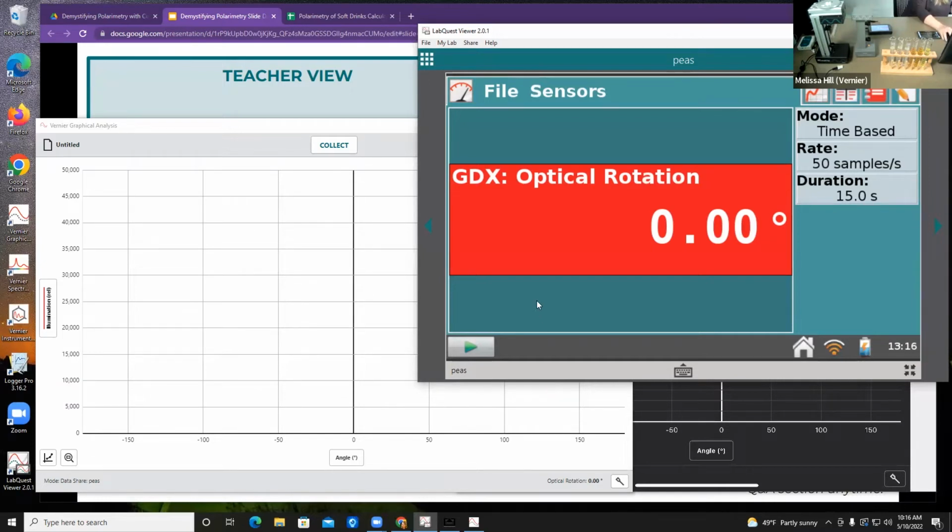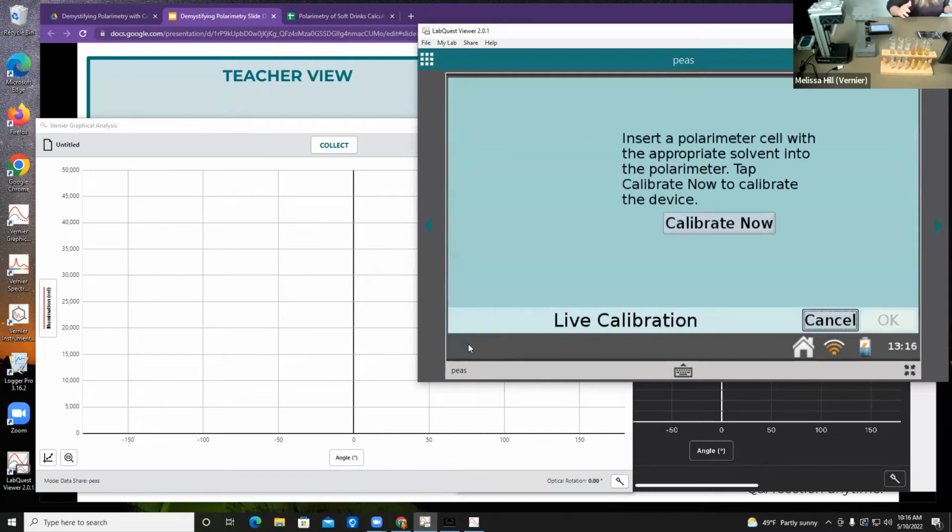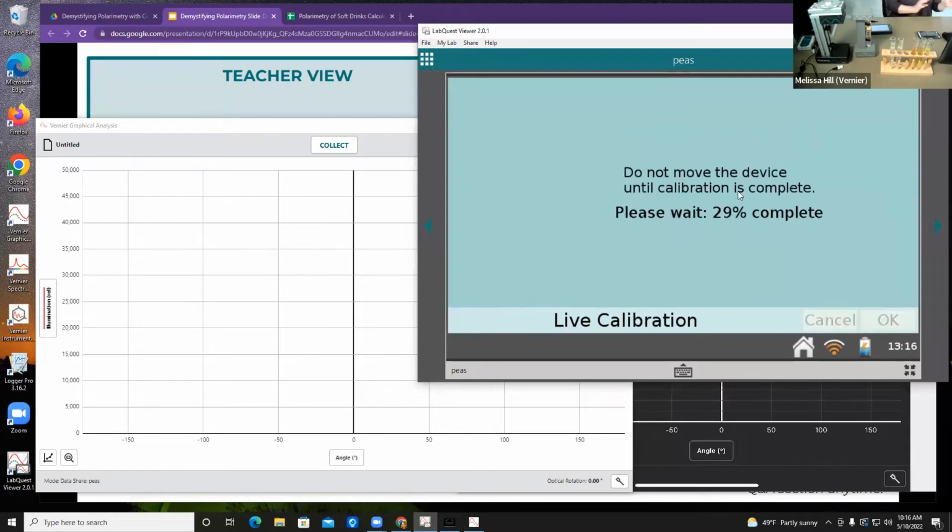I'm in Vernier land, and when I connect a sensor, I just press collect and see what happens. So it's telling me what it needs me to do. It needs me to calibrate with water. So I have my tube with water, and I'm going to put it in there, and I'm going to calibrate now. And so it takes a little bit for calibration to happen.